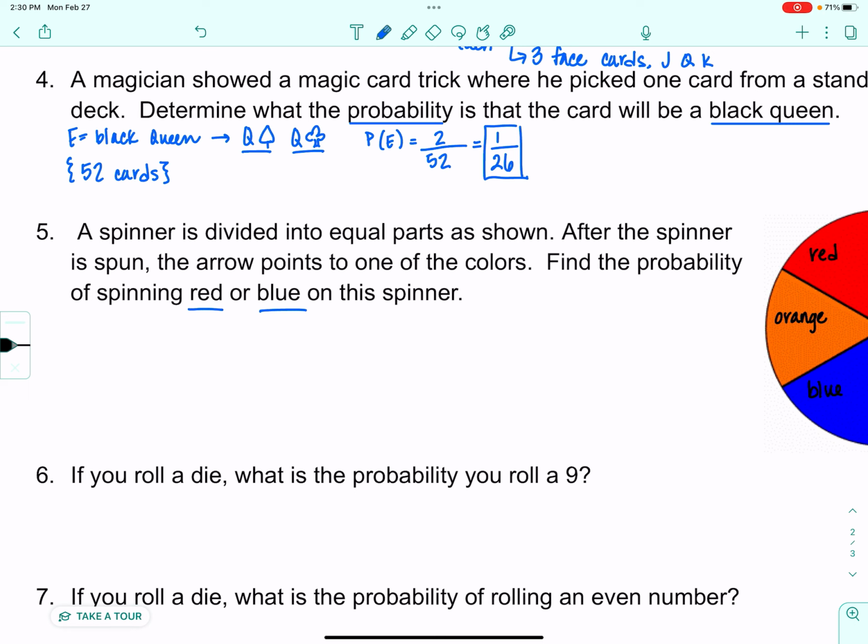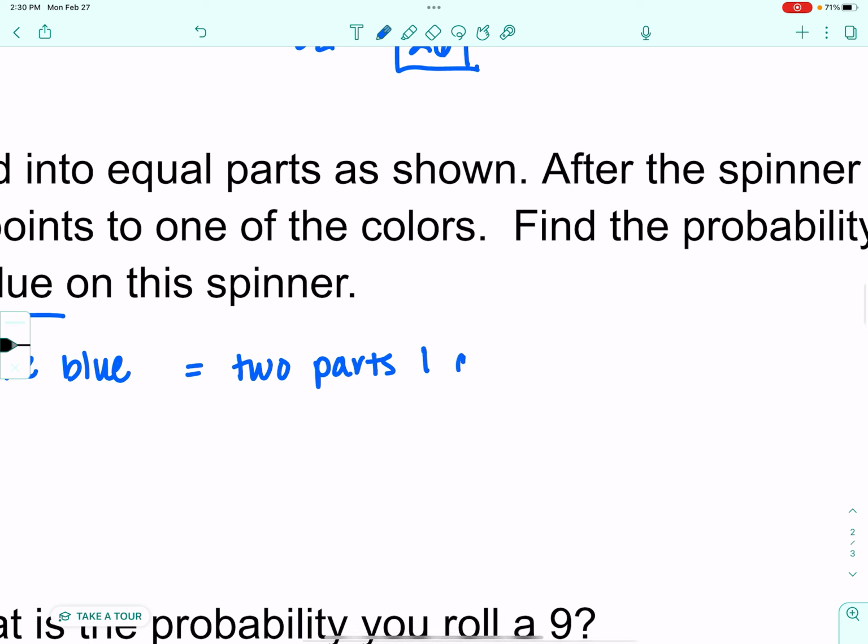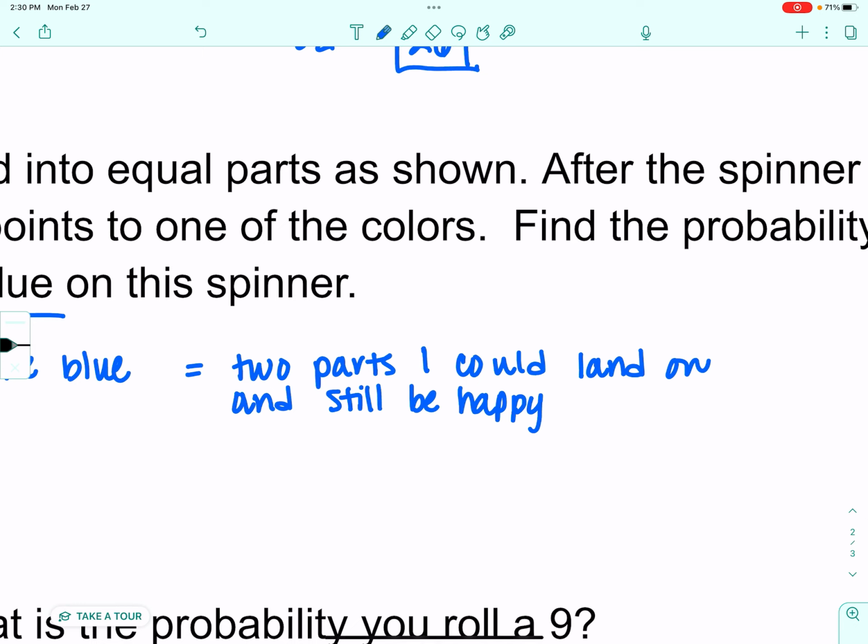Okay, not so bad. I have one red part, and I have one blue. That's 2 parts I could land on and still be happy. Two parts I could land on and it would be considered a success.